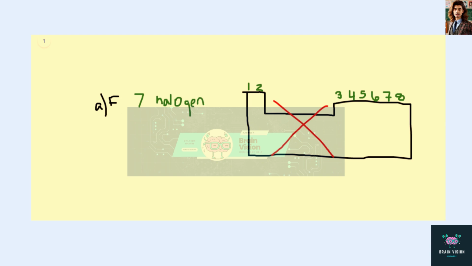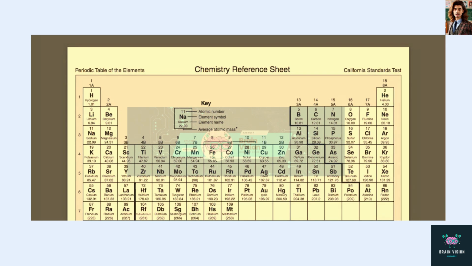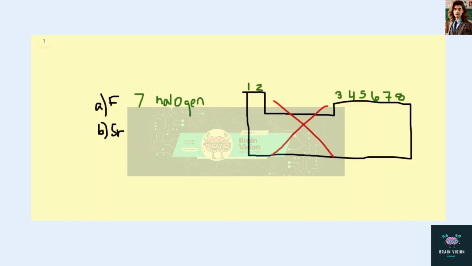Let's move on to B. We have Sr, strontium. Let's find that on the periodic table. It is located right here with number 38. That is in group 2A, or group 2. Therefore, it has 2 valence electrons. Group 2 is also known as the alkaline earth metals. So I'm going to write alkaline earth metals as AEM for short.